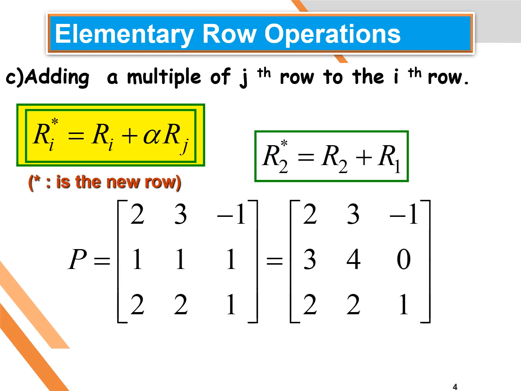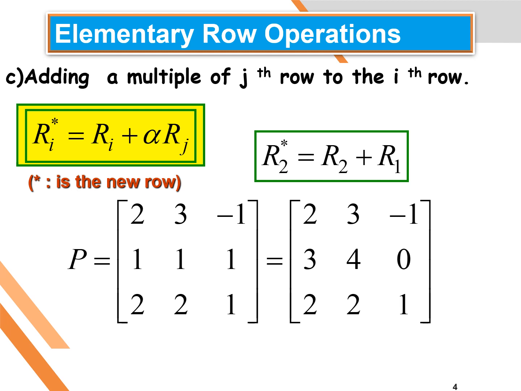The last procedure in elementary row operation says that if we add a multiple of the j-th row to the i-th row, it will never change the nature of the matrices. In this example, I'm going to replace the second row by using the formula row number 2 plus row number 1.